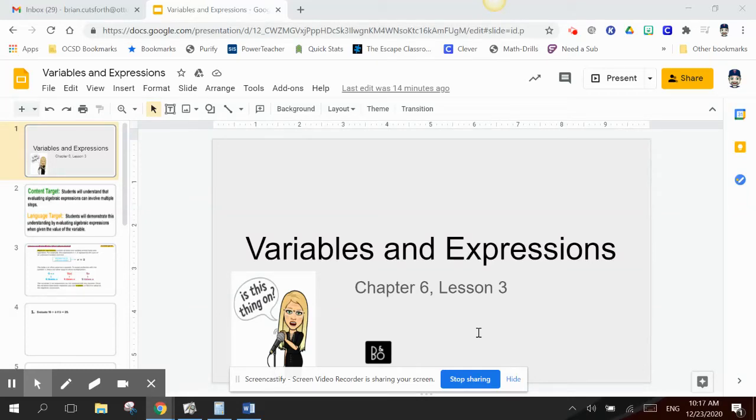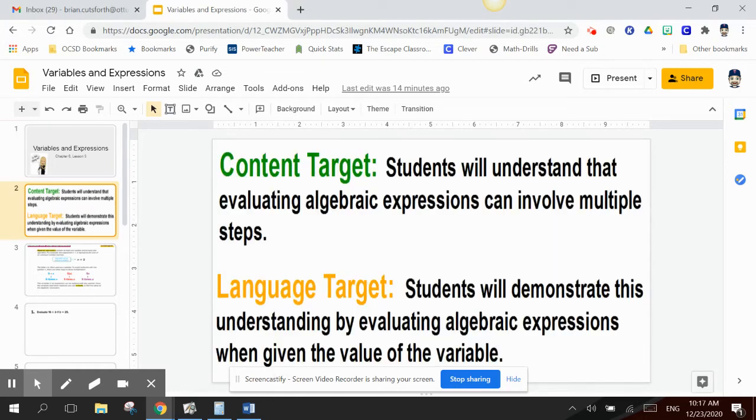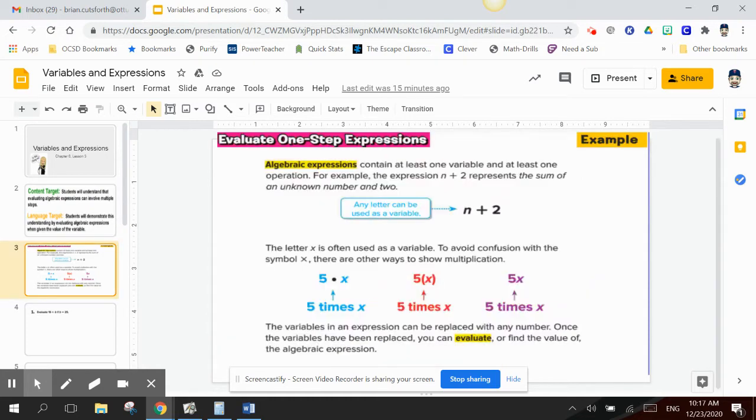Chapter 6, Lesson 3, Variables and Expressions. Our content target: students will understand that evaluating algebraic expressions can involve multiple steps. Our language target: students will demonstrate this understanding by evaluating algebraic expressions when given the value of the variable.